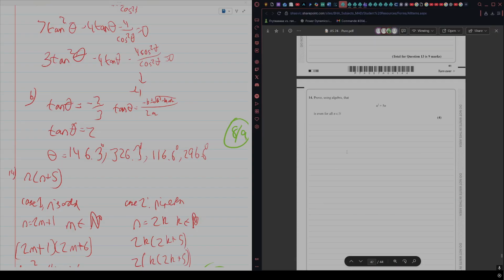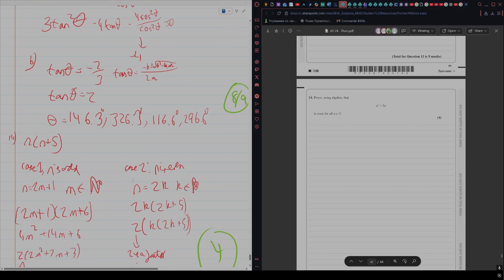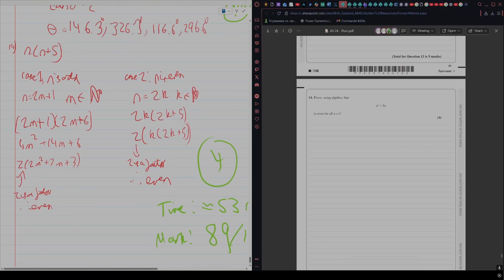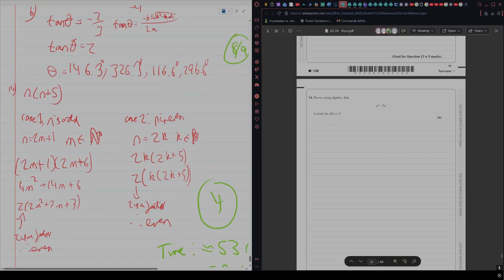Next question. Prove using algebra. I think this is the last question, thank God. I don't think I overcomplicated this one, actually. I'm quite happy with myself here. Maybe I did, I don't know. I think you can just say that n plus 5 is even because it is. But anyway, this is just proof by exhaustion. It does say proof using algebra, but exhaustion kind of counts as algebra, because I factorized, so that kind of counts as algebra.